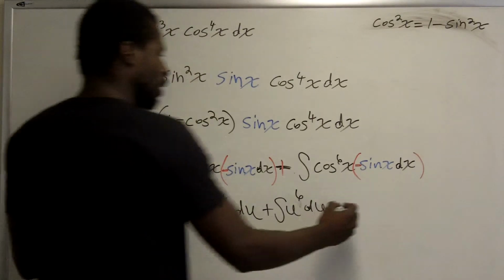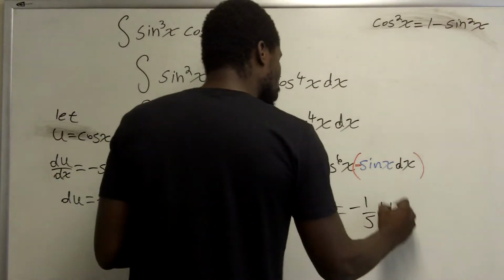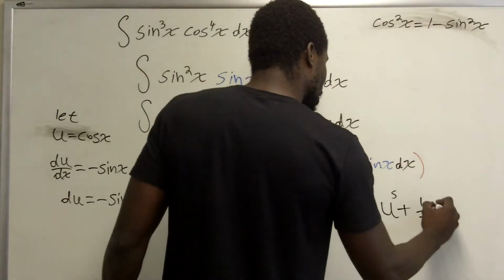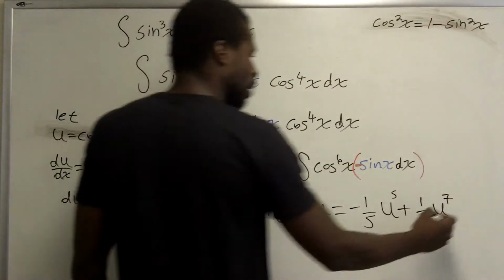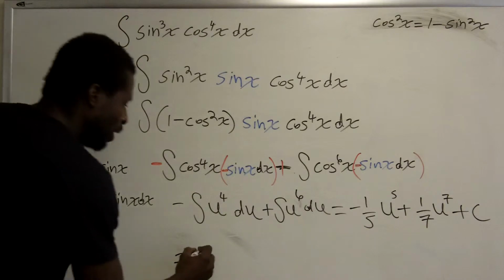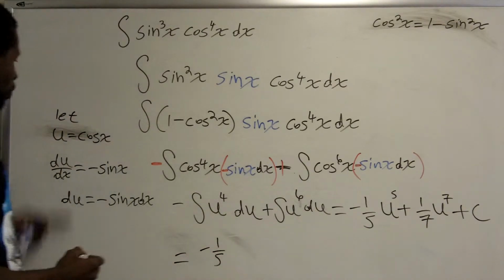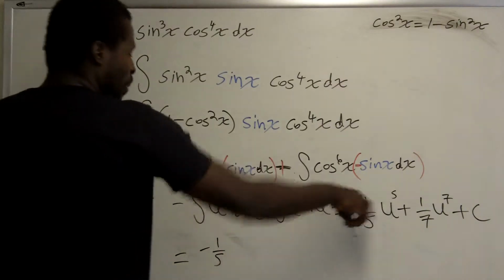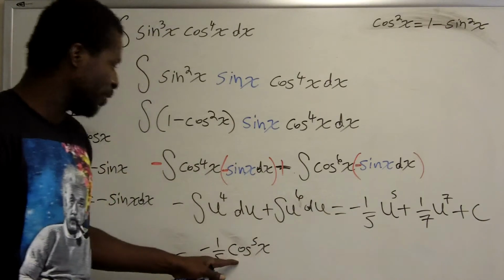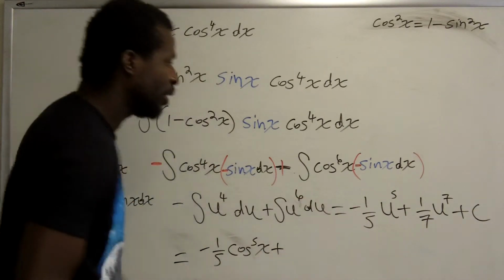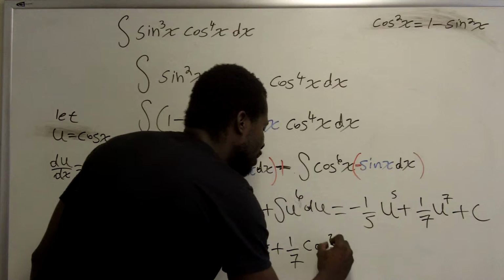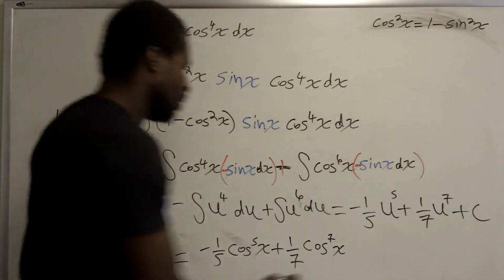So this one becomes negative 1/5 u to the fifth power, and this one becomes 1/7 u to the seventh power, and I still have my plus c. And then all I have to do now is back substitute. So the final answer for this is negative 1/5 u to the fifth. Well, u was the cosine of x, so u to the fifth power is the cosine to the fifth of x. Then plus 1/7, and remember, u was the cosine, so this is cosine to the seventh of x, and then plus c.